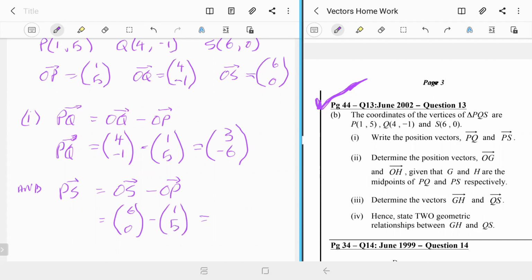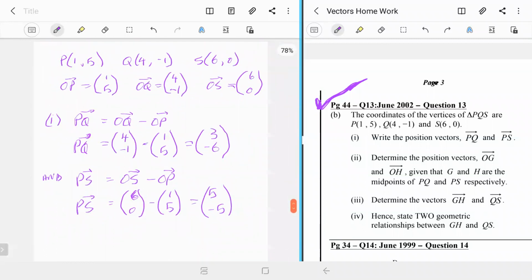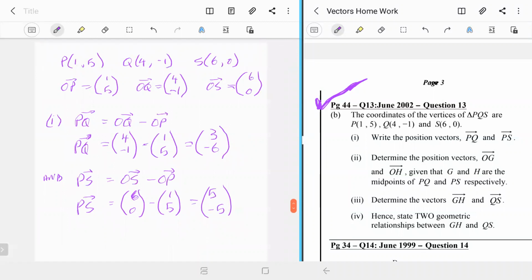Now I wrote that out, which is 6, 0. 6 minus 1 is 5. 0 minus 5 is negative 5. So that's my PS. So I have found my PQ and I found my PS in part 1.